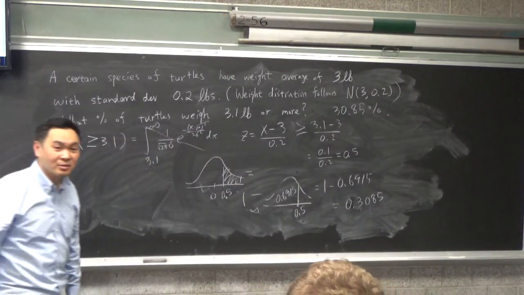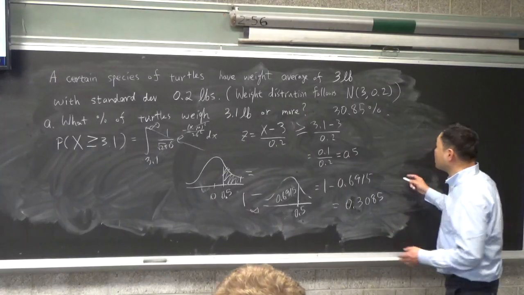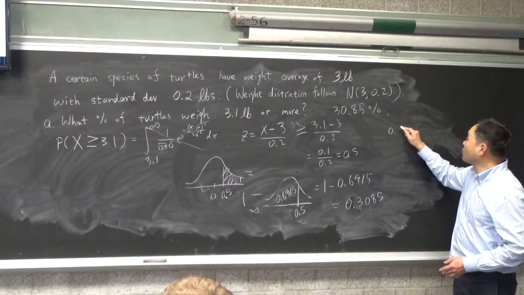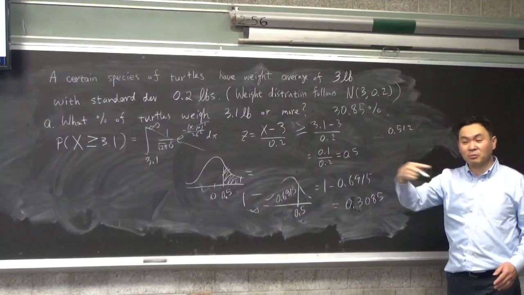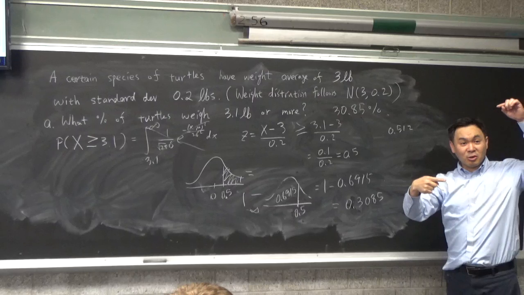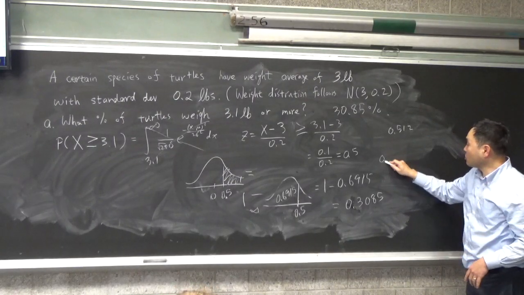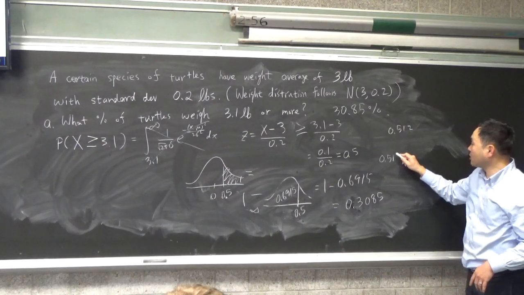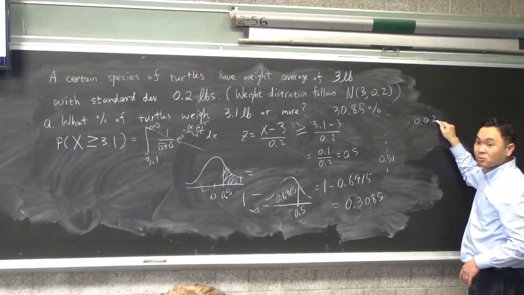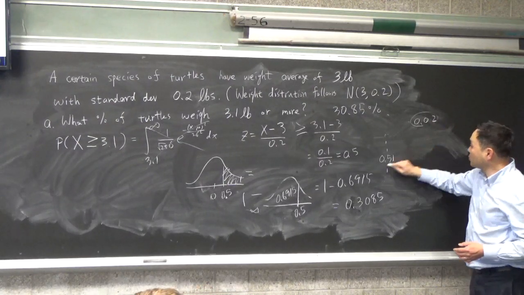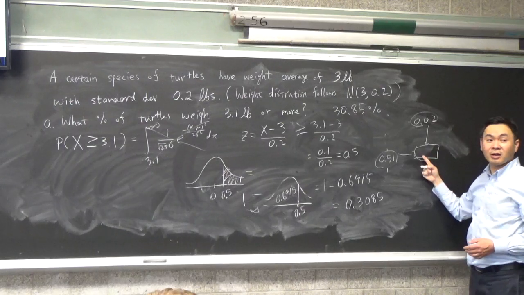Yes? What do the columns mean on the table? Oh, so for example, if this one came out to be 0.512, you will go to 0.51 here, and then 0.02 will be meeting at this. So in the table you have 0.51 here, but then somewhere here there's 0.02. So when these two meet, there's a number there. What's the number there?